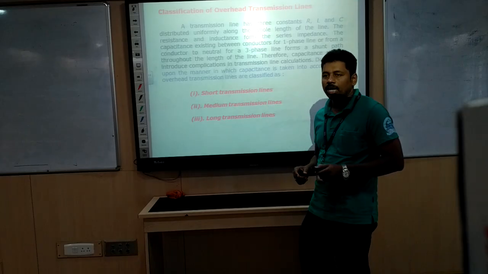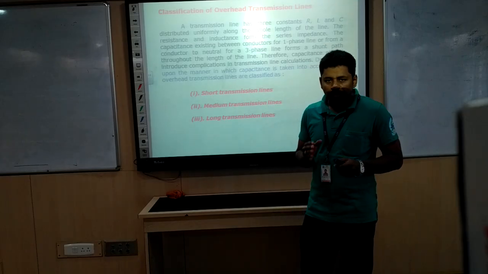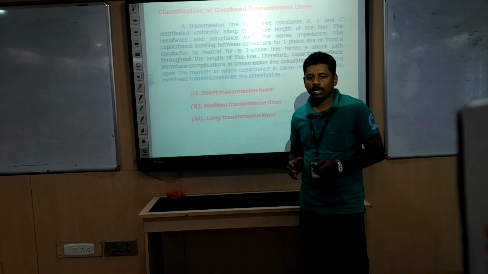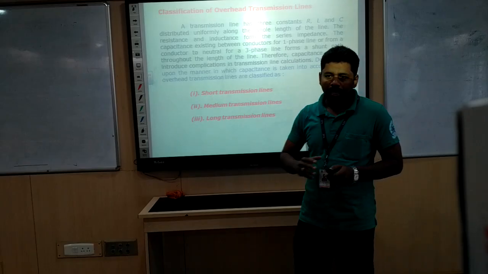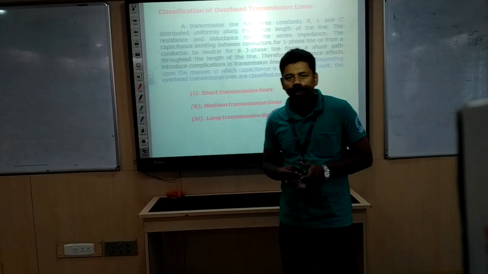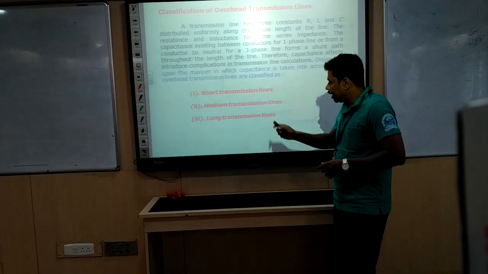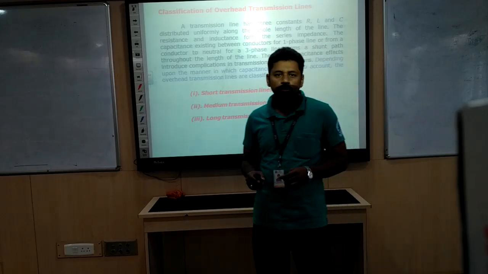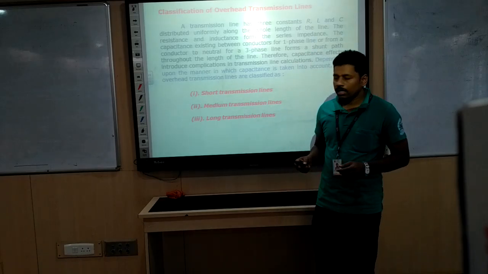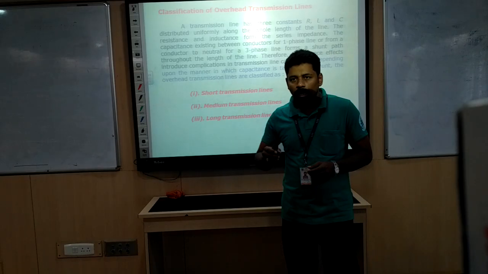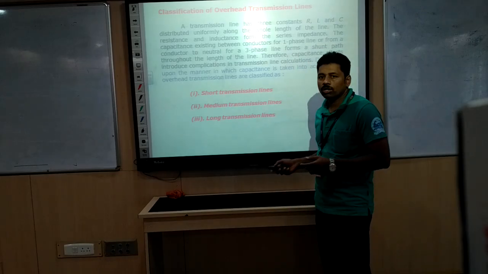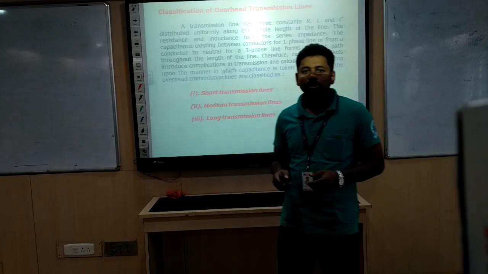In a medium transmission line, the working voltage is between 20 to 100 kV, and the line length is up to 150 km. So 50 to 150 km, we can say it is a medium transmission line. The next type of model is called a long transmission line, where the working voltage is more than 100 kV and the line length is more than 150 km. These are the various classifications of a transmission line based on the model.